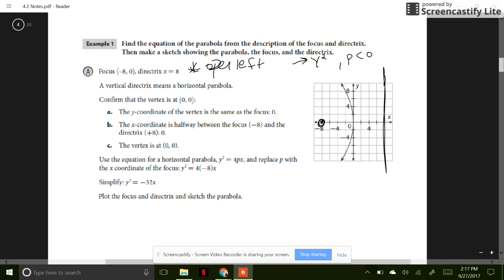P is going to be less than 0. As we're working on this, we know that, again, our vertex is at 0, 0 to start with, so that's also a helpful piece of information. So the main thing we're looking for now is this p value.